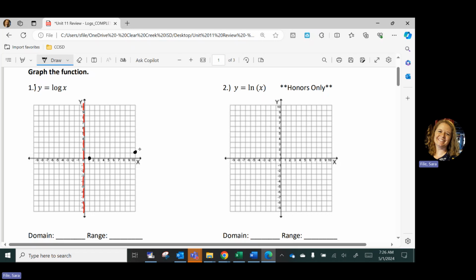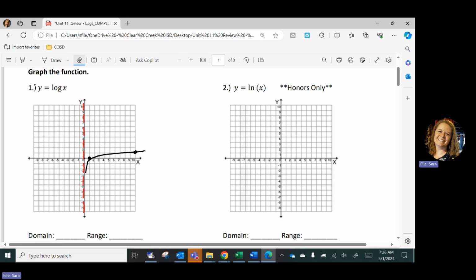Now, if this was any other base, like if it was a base 2, there would be a point at 2, 1. If it was a base 5, there'd be a point at 5, 1. Do y'all get that? So that's how you get your x-intercept, and then you get your other point based on what your base is. Okay, and your asymptote and those 2 points, those are enough for us to sketch the curve.